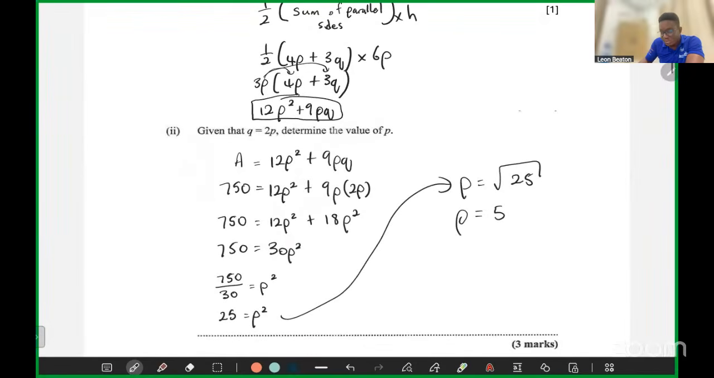Normally when you square root something, you get a positive and negative value. But since you're dealing with measurement and area and so on, we'll just take the positive value for p. So p is equal to 5. So that's the answer there: the value of P is 5. And that is how you work out your 3 marks. Nice and easy.